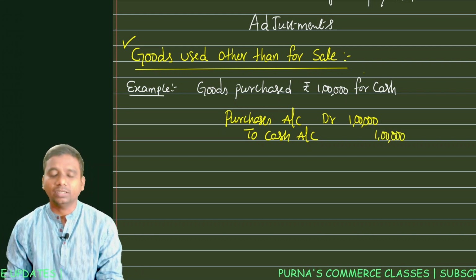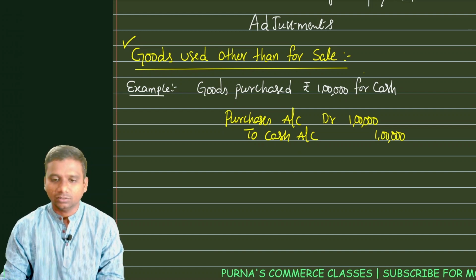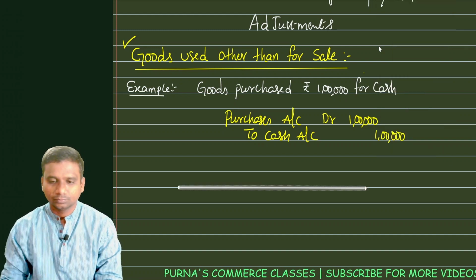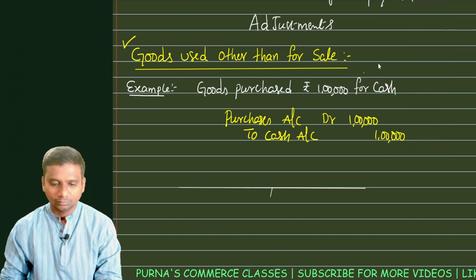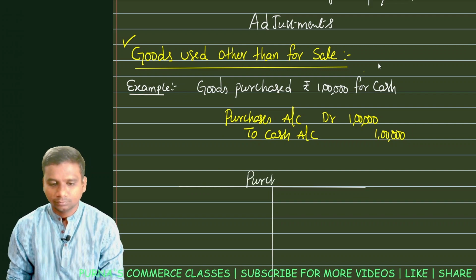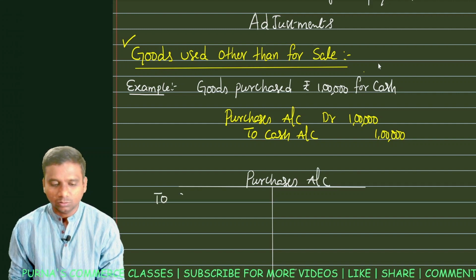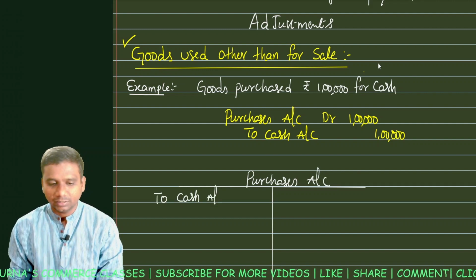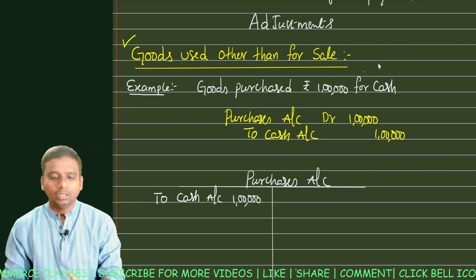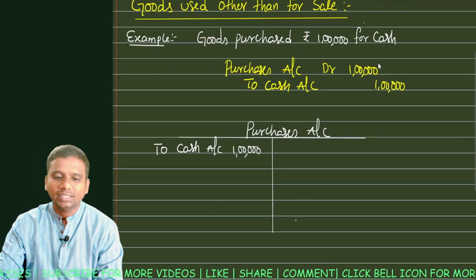We are not going to prepare cash account, but we are going to prepare purchases account. Look at it. Purchases account. What is the posting here? Purchases account debit to cash account 1 lakh. Yes or no? Okay. Now these goods we sell. So what is the entry for sales?